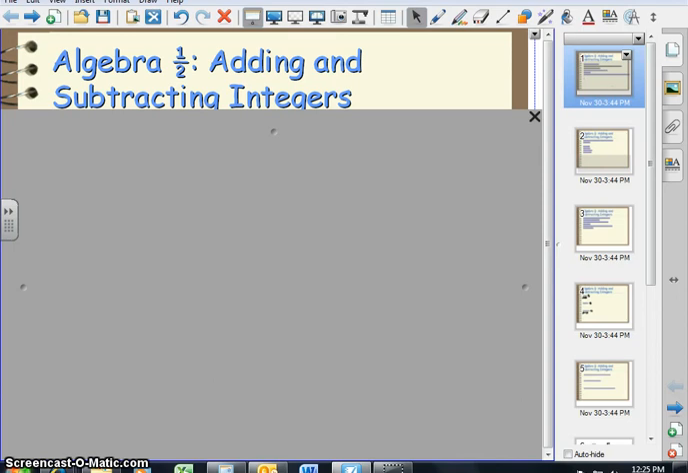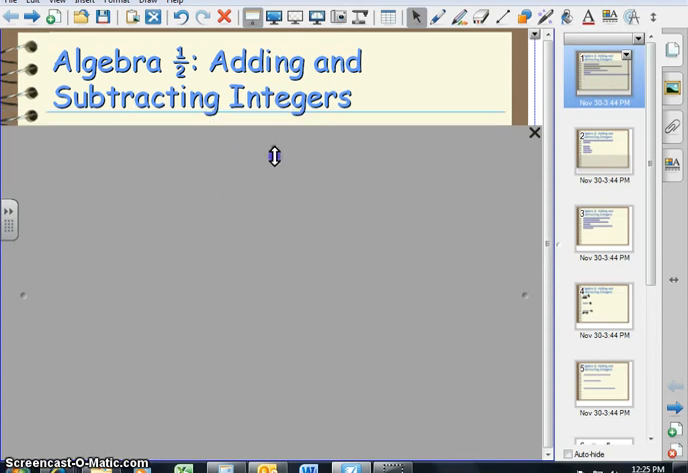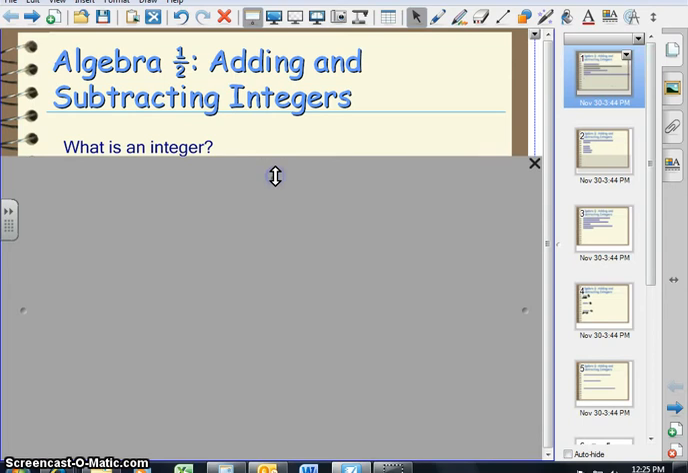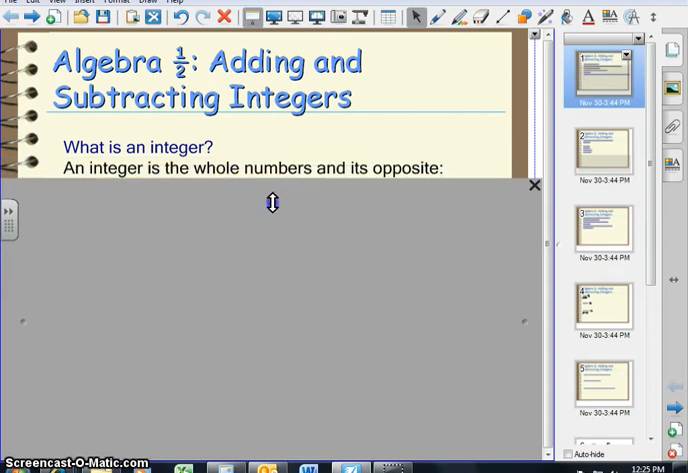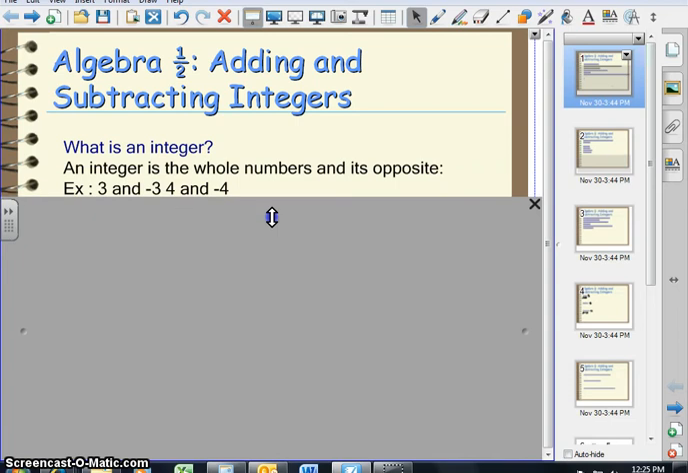Hi! Today's video lesson over IXL is going to be adding and subtracting integers. Here are some first basic concepts we have to know. First question is, what is an integer? An integer is a whole number and its opposite.